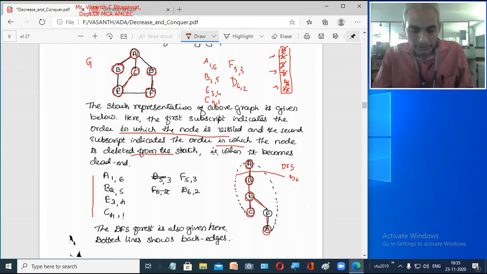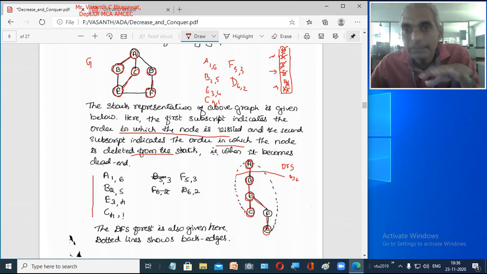So that dotted line is called a back edge, right? So we draw it as a dotted line, right? Now this is how we try to construct it. See, clear? Now there is another shortcut method also, how to identify this particular dotted line.